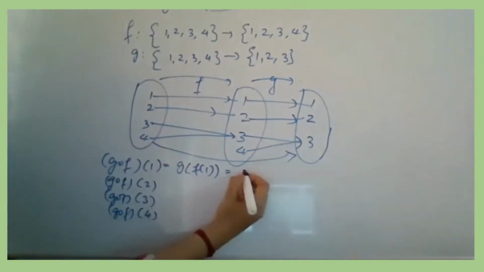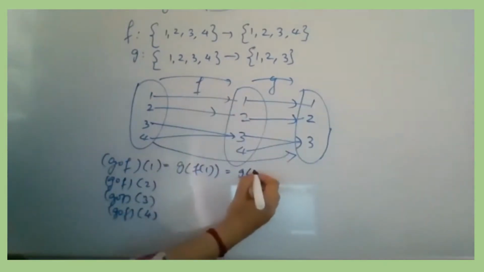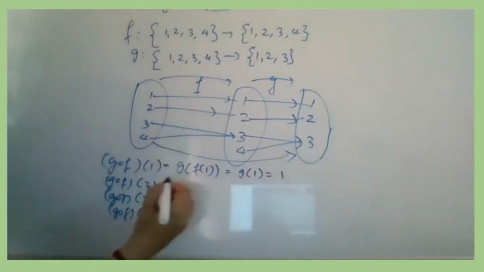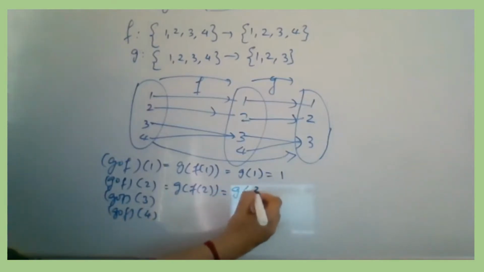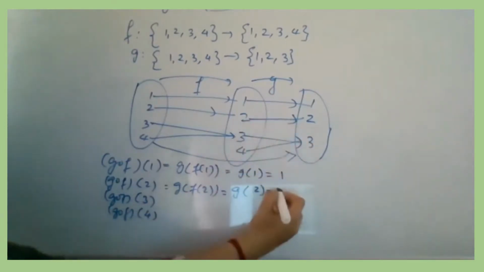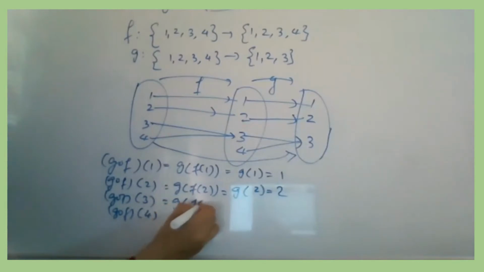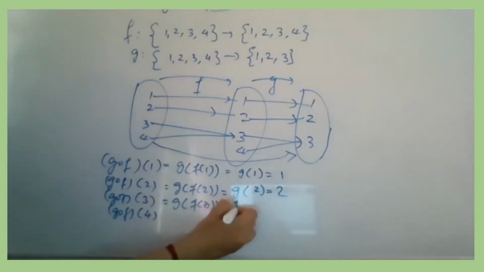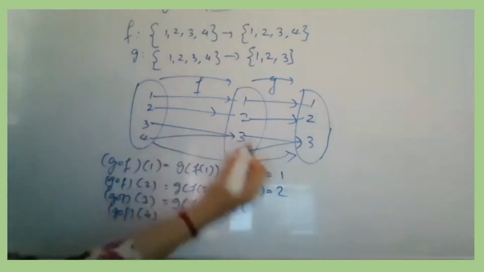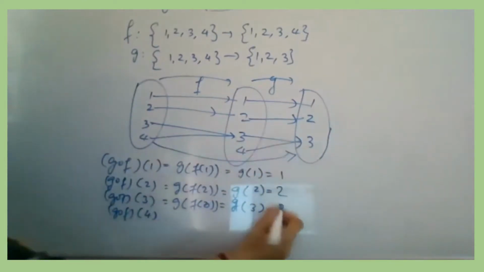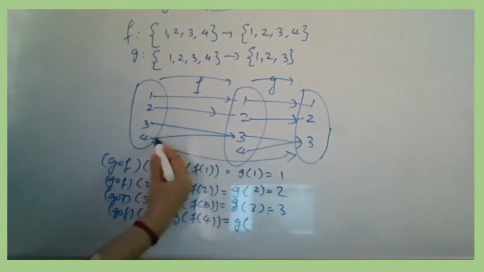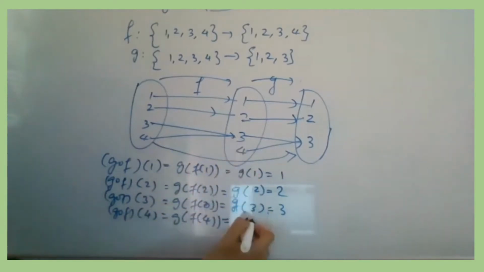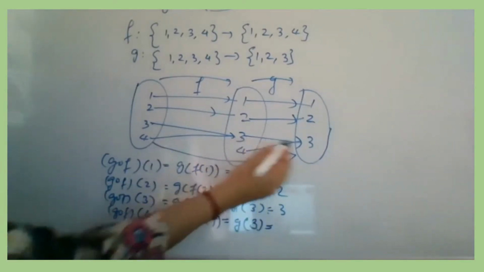So G of F of 1 is G of 1, which is again 1. G of F of 2 is G of 2, which is again 2. Now G of F of 3: F of 3 is 3, so G of 3 is again 3. Now G of F of 4: F of 4 is 3, so G of 3 is again 3.